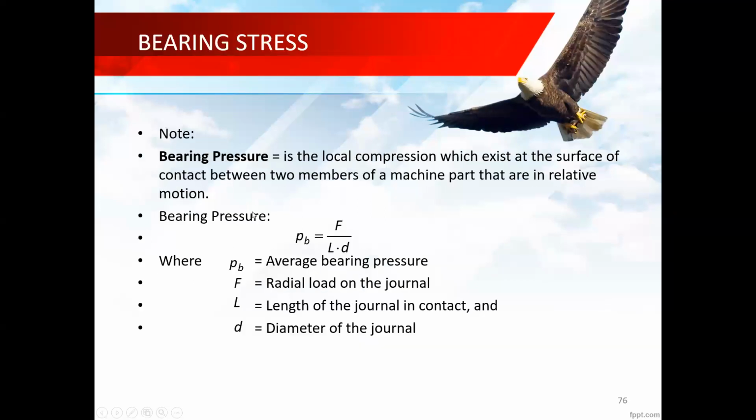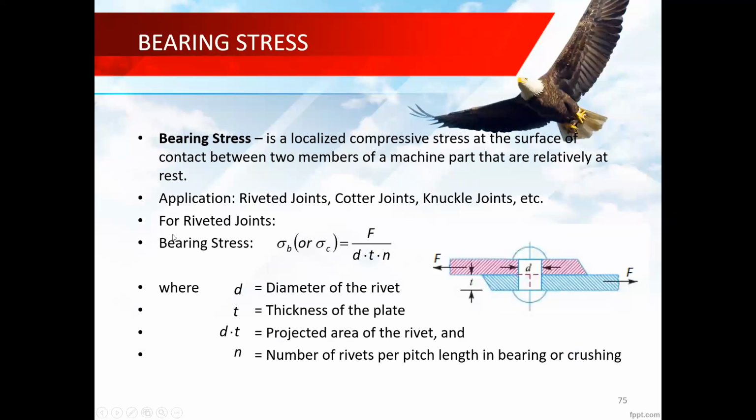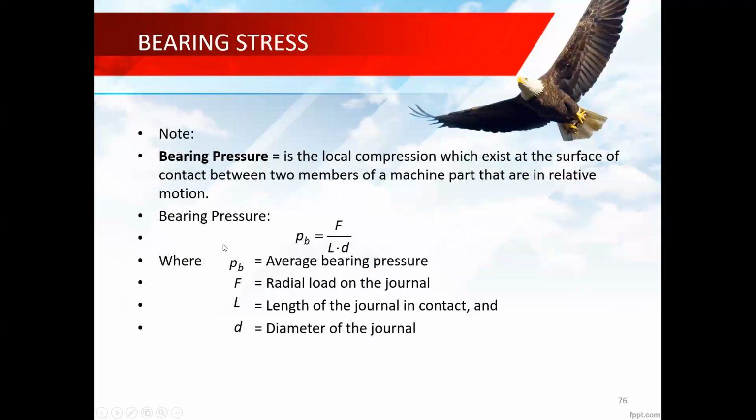So, bearing pressure, P B is equal to F over L d, where P B is the average bearing pressure, F is the radial load on the journal or bearing, L is the length of the journal in contact, and d is the diameter of the journal.